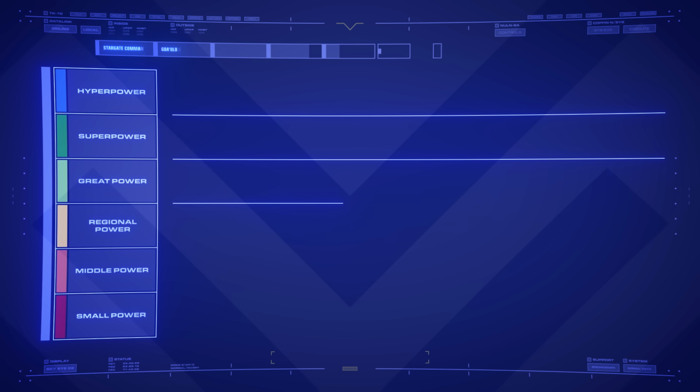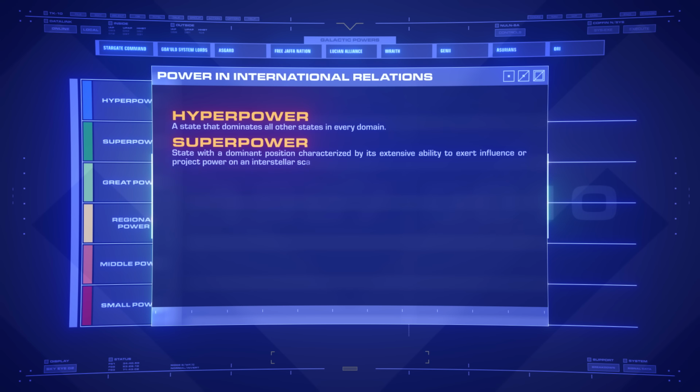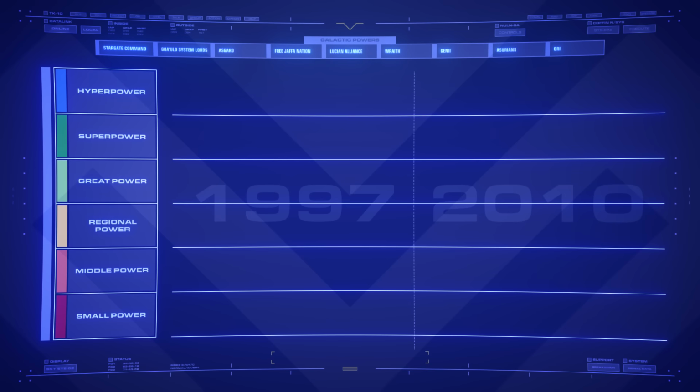And as with our previous rankings of interstellar powers, we'll be using the following categories: hyperpowers, superpowers, great powers, regional powers, middle powers, and small powers. Each faction will be judged on their ability to project power in various ways, but primarily through economic, military, technological, political, or cultural means. Okay, so let's begin with Stargate Command.